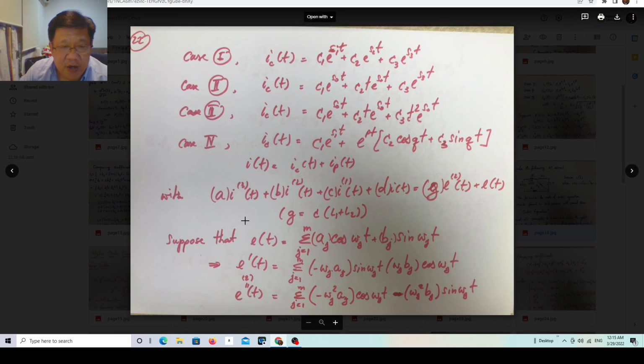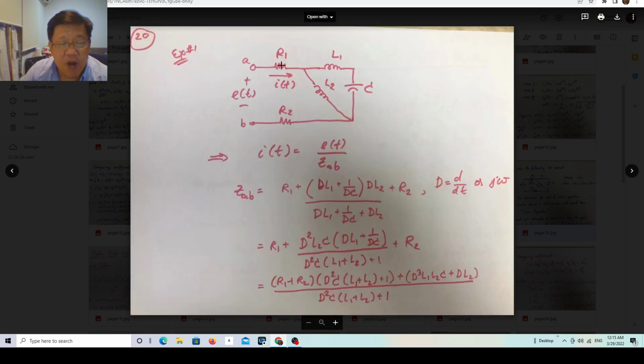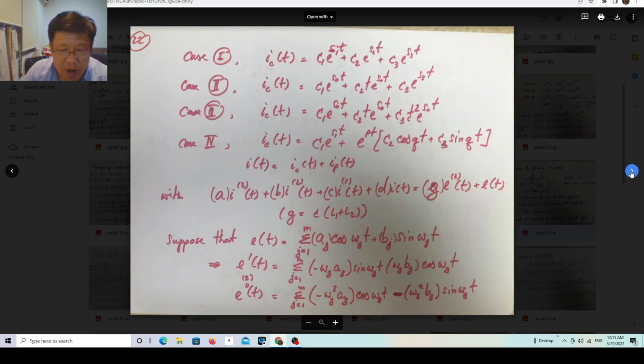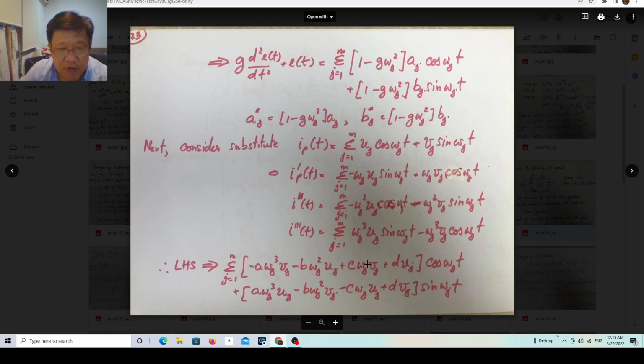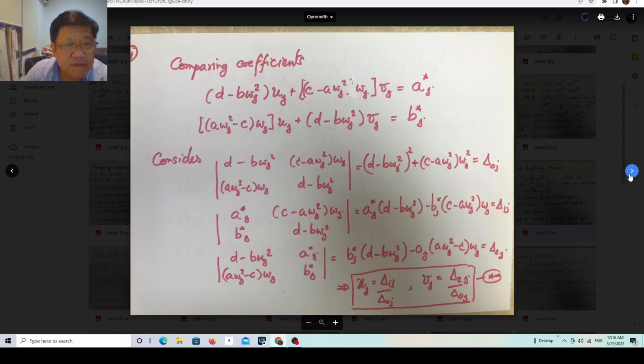And each parameter a, b, c, d, or g here relies on the system component values of R sub 1, R sub 2, L sub 1, L sub 2, and C. So once you already know this, you can start to apply what we call the coefficient comparison. Let's go.